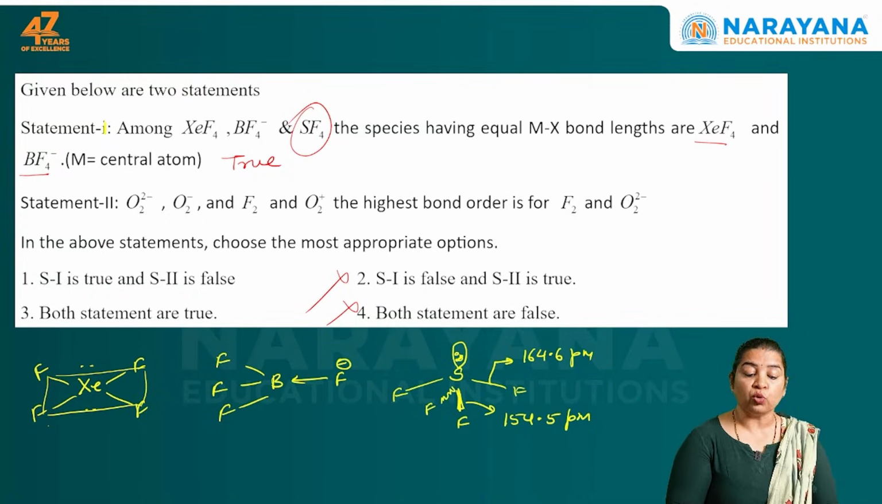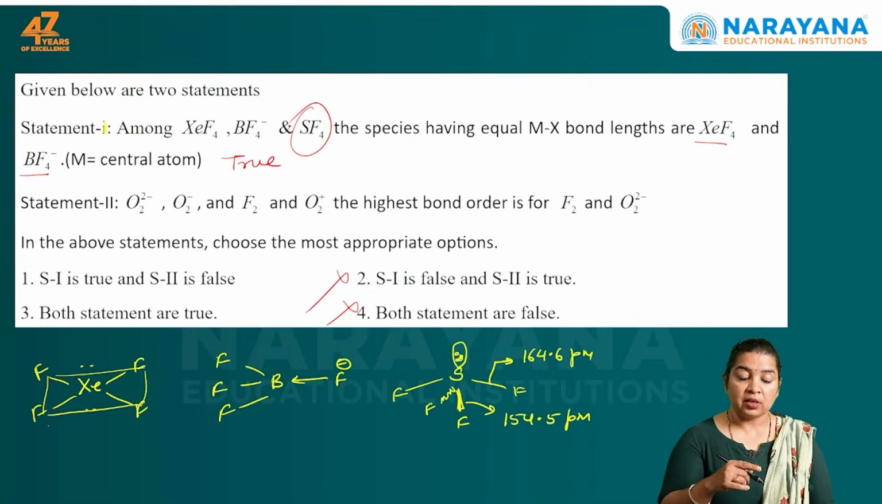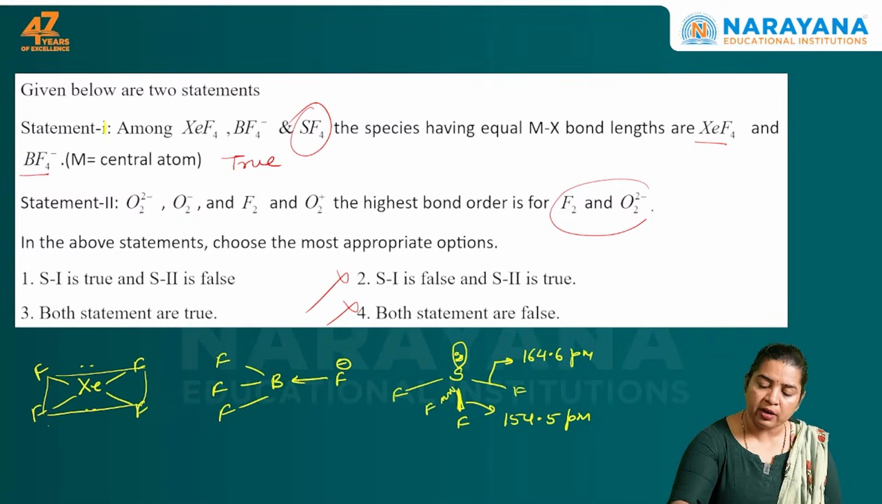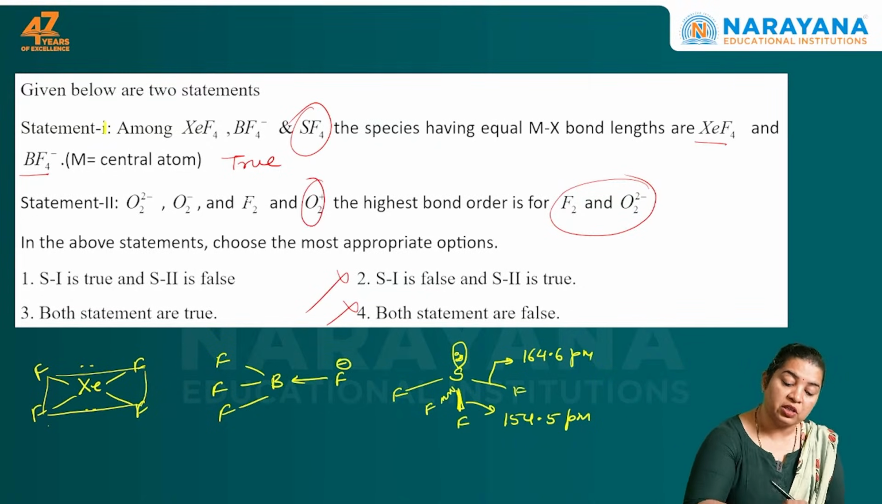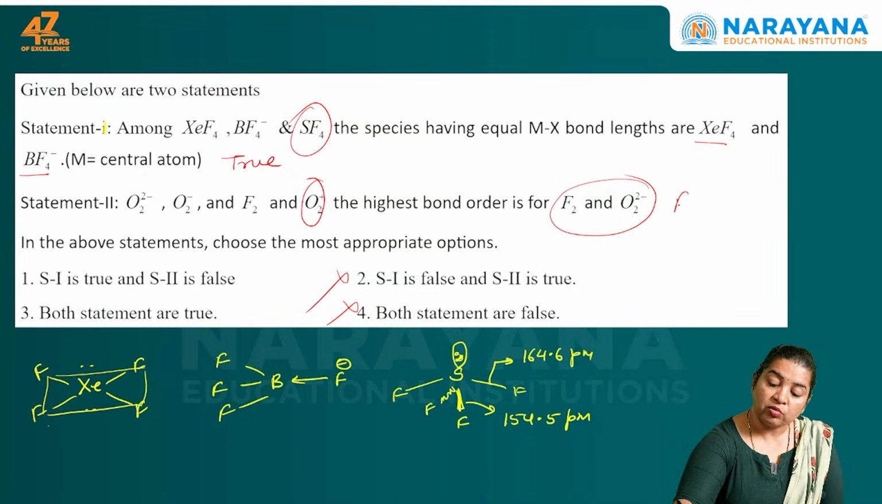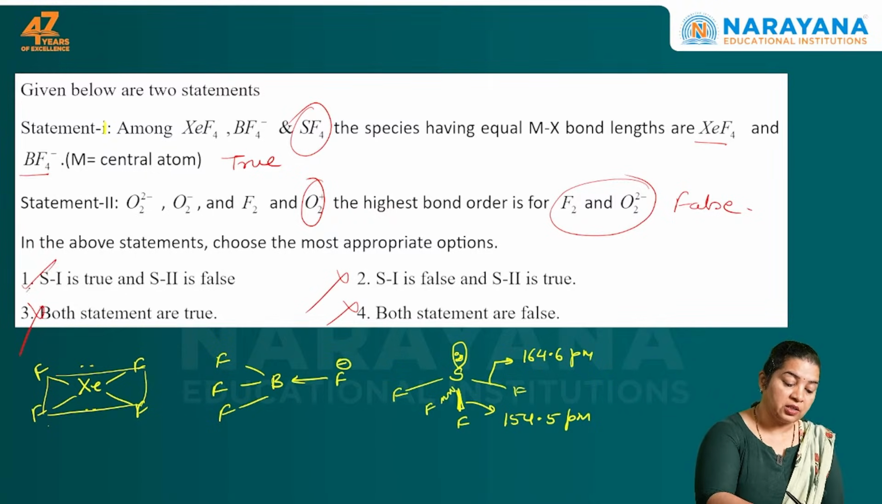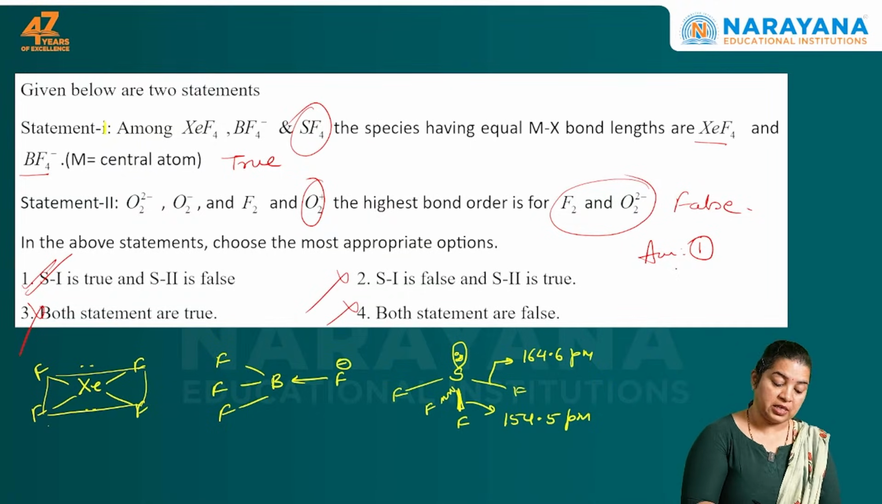Second statement, among O2 minus, O2 2 minus, F2 and O2 plus. Okay. The highest bond order is for F2 and O2 minus. Anything that has minus cannot have the highest bond order. It is the number of bonding electrons minus the number of anti-bonding electrons upon 2. In fact, among these the highest bond order is of O2 plus. So, this statement is false. So, this can't be our choice. Answer is option number 1 for this question.